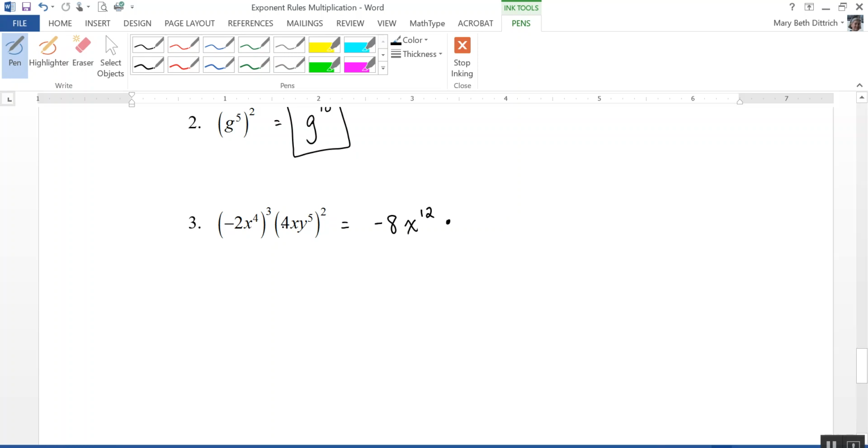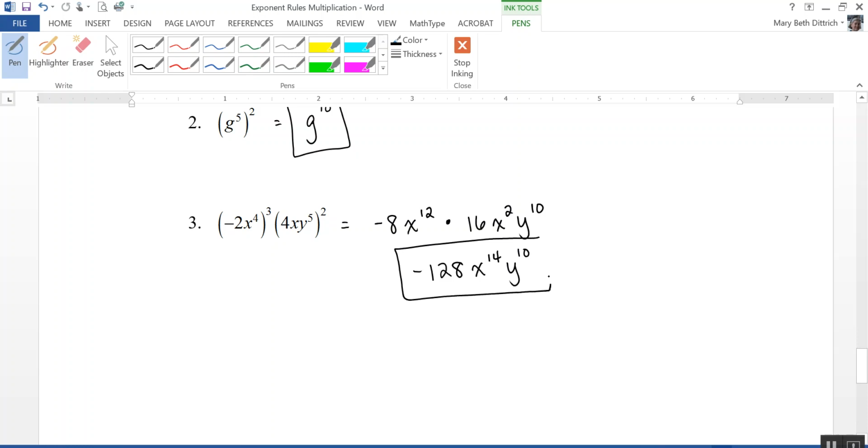Now let's simplify the second one here. 4 squared is 16. X squared is x squared. Y to the fifth squared is y to the 10th. Now let's multiply our coefficients. Negative 8 times 16 is negative 128. X to the 12th times x squared. Add your exponents as x to the 14th and y to the 10th.